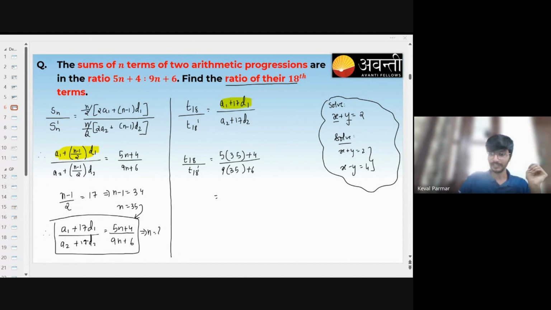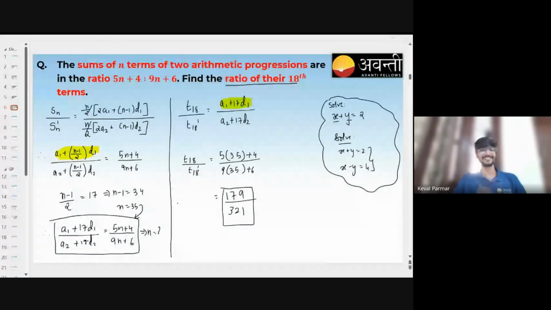So yeah, we got the answer. 179 upon 321. We have a very good answer. 179 upon 321. Super. So Rashmi always gives the answer.